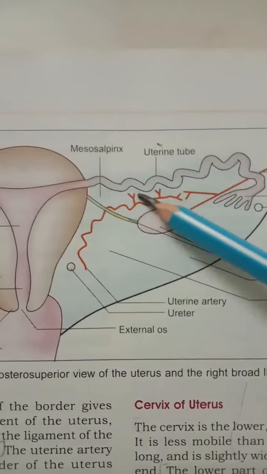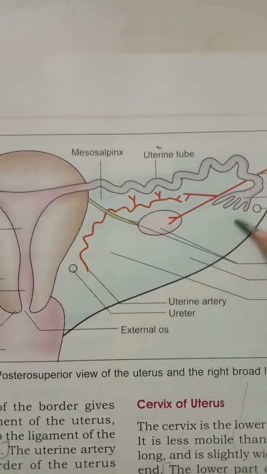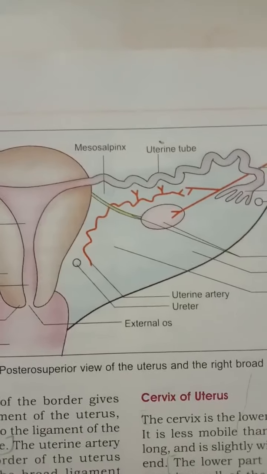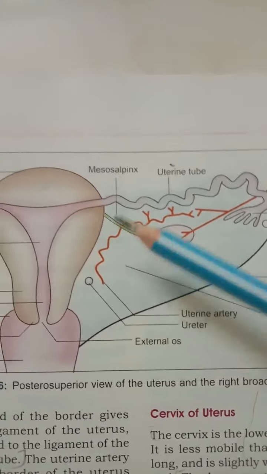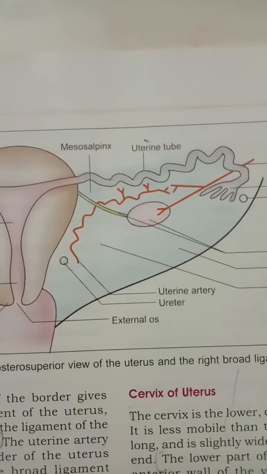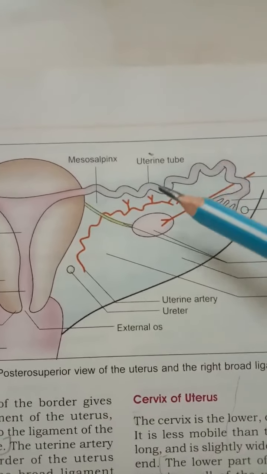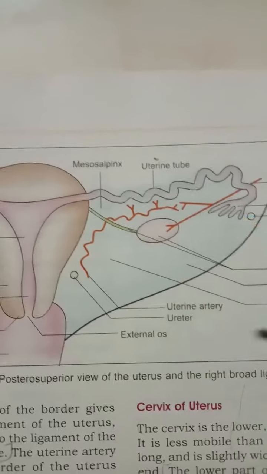Here you can see the bluish-colored large ligament that is present; this fold of the peritoneum is called the broad ligament. The broad ligament is the peritoneum passing from the side of the uterus to the lateral wall of the pelvis. The broad ligament has two borders and two surfaces.